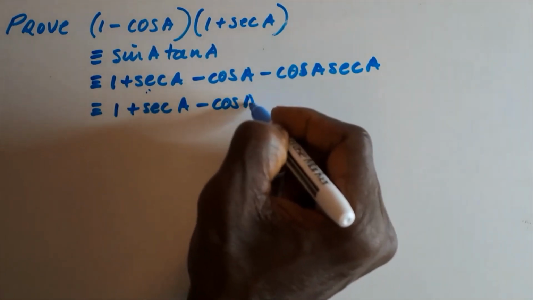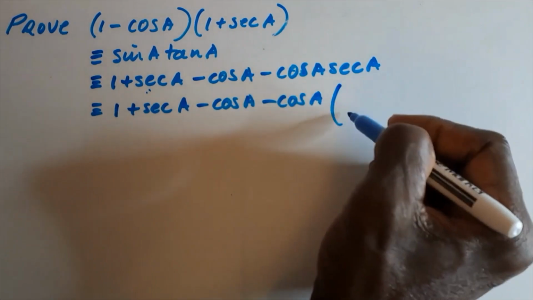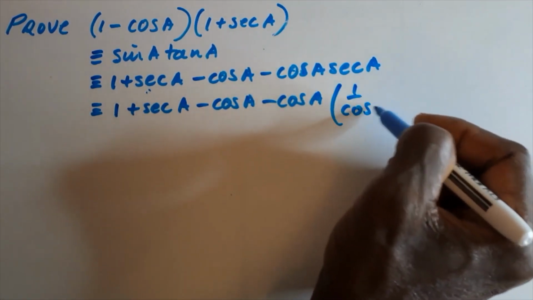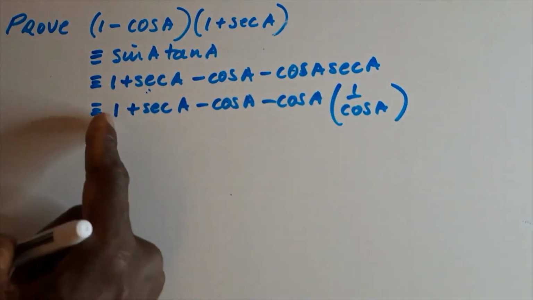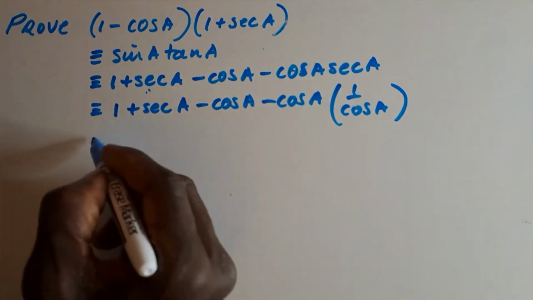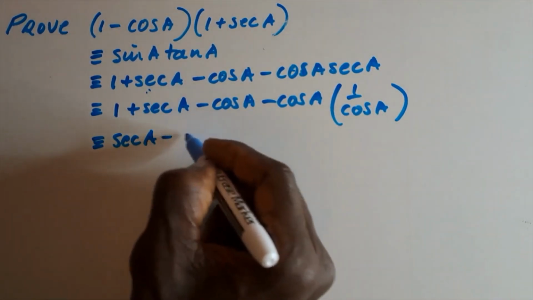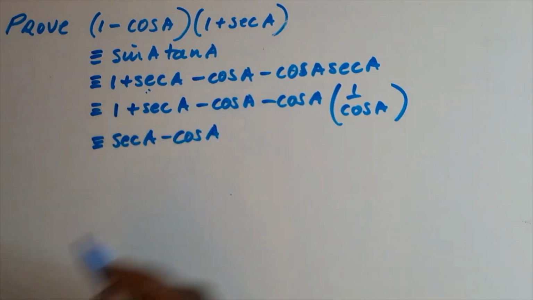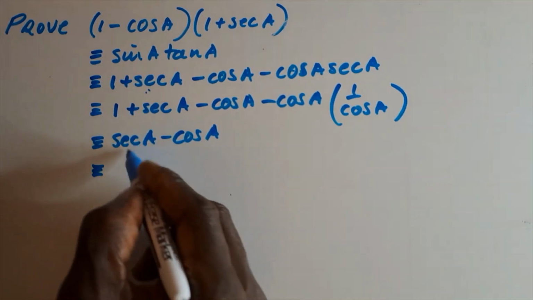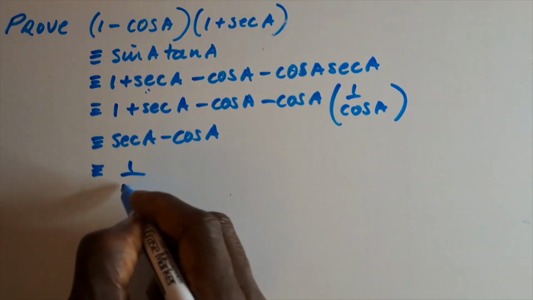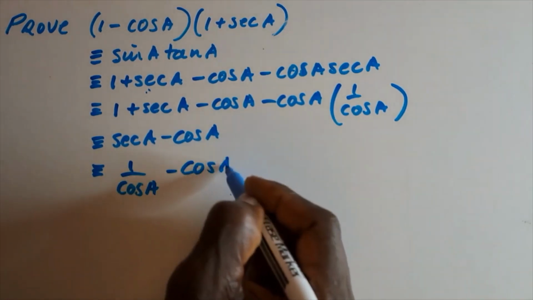Minus cosine A is minus cosine A, and sec A is a reciprocal of cosine A. So this cancels out to minus 1, all of this, and that cancels out that 1. And so we're left with sec A minus cosine A. Now the next thing we want to do is to write this as a reciprocal, 1 over cosine A, minus cosine A.